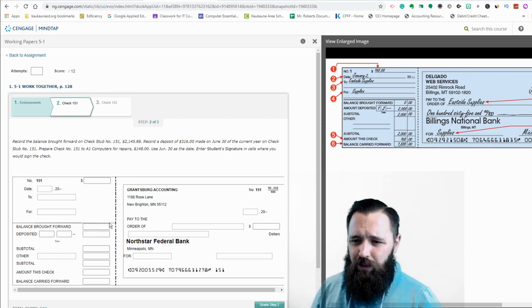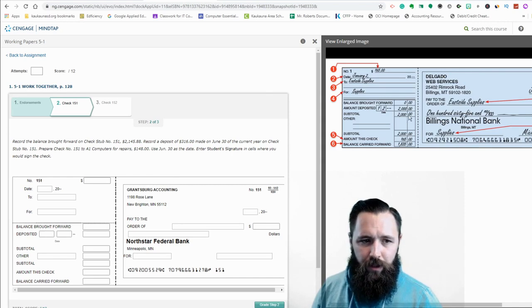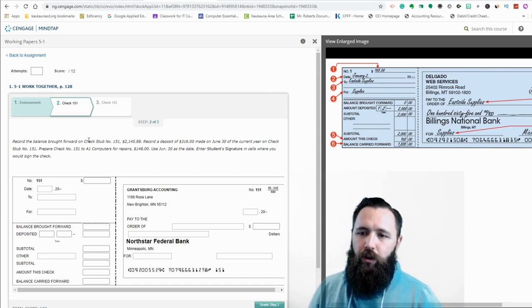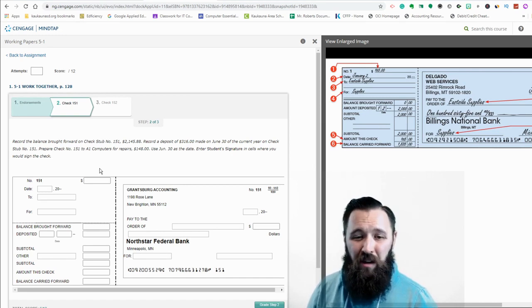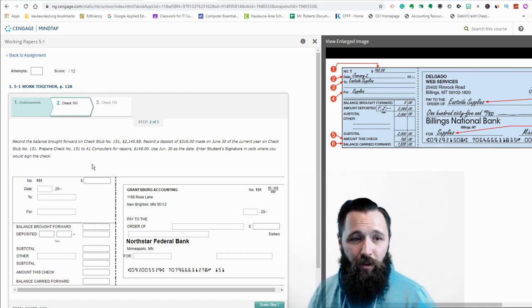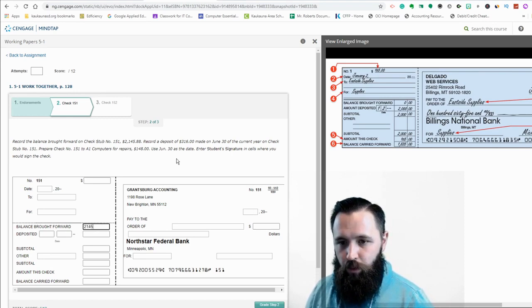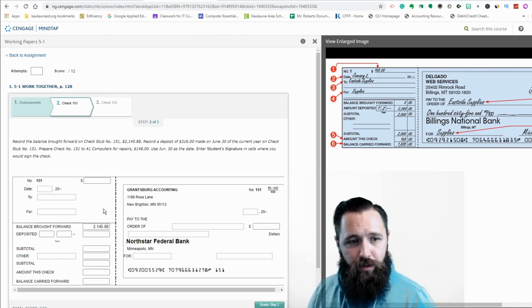I think the first thing we'd want to do, even though this is already calculated over here, is bring this balance forward. You can see it's check stub number 151. Do you think we have some money in this account? Well, hopefully, right? Because we're on check number 151. We've made a lot of transactions. So the balance brought forward here is $2,145.88. Okay. So that's the first thing that we're going to do.